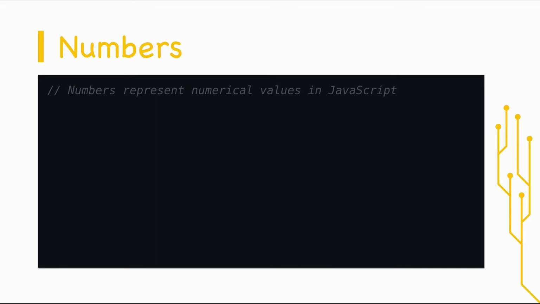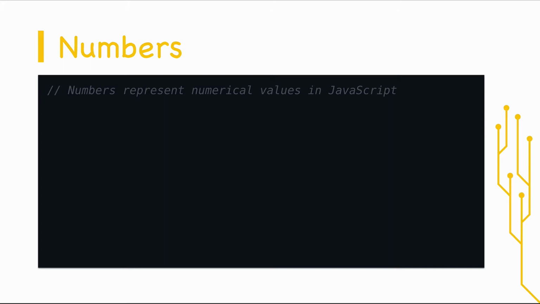Just like strings, JavaScript has a numbers data type which are used to represent numbers or numerical values. Now, unlike strings, numbers are written as is, which means we don't need any quotation marks or anything else around them. You just write the number as is, and that's all. So unlike strings, JavaScript doesn't have a special way of actually writing numbers. You just write the number and JavaScript will treat it as a number.